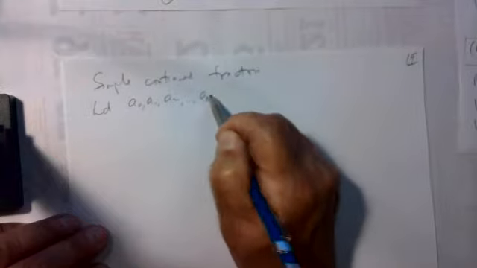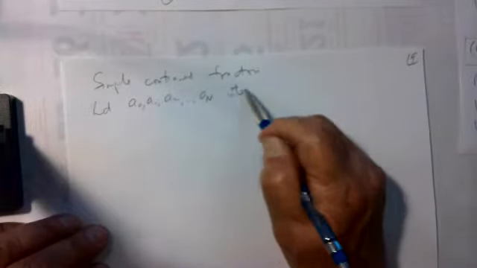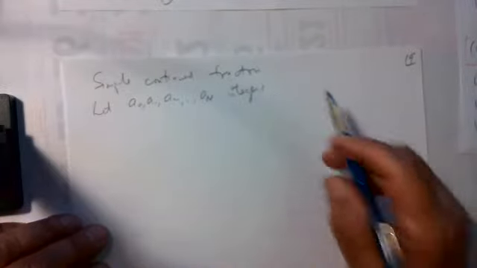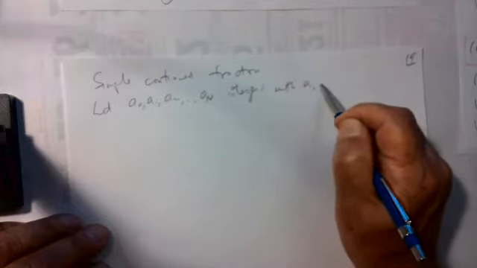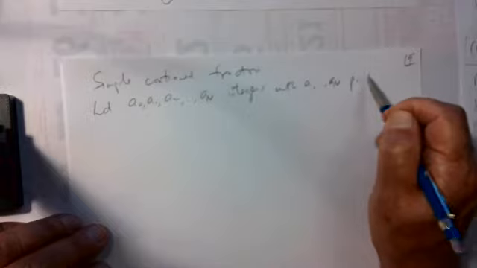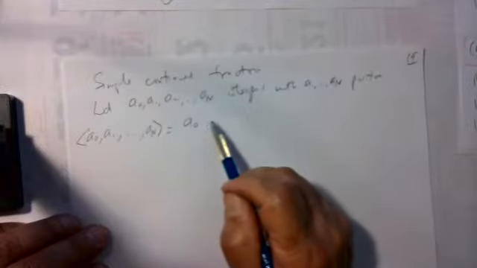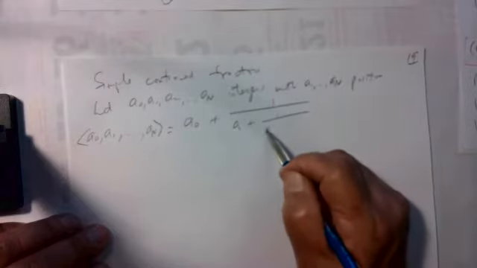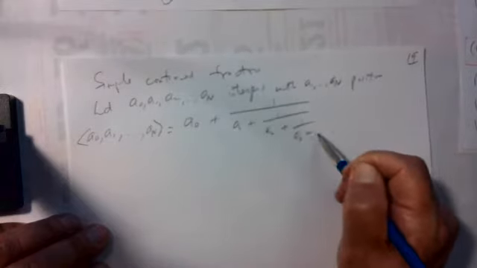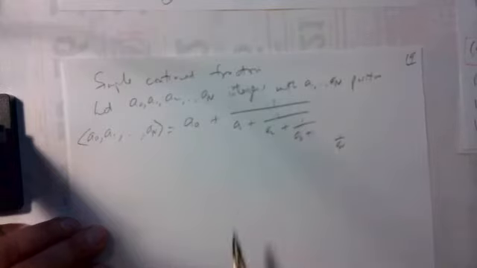Suppose we let a0, a1, a2, up to a sub capital n be integers. a0 might be negative or zero, but a1 up to an are all positive. Then the simple continued fraction is the following fraction. It's a0 plus 1 over a1 plus 1 over a2 plus 1 over a3 plus down to finally a sub n.